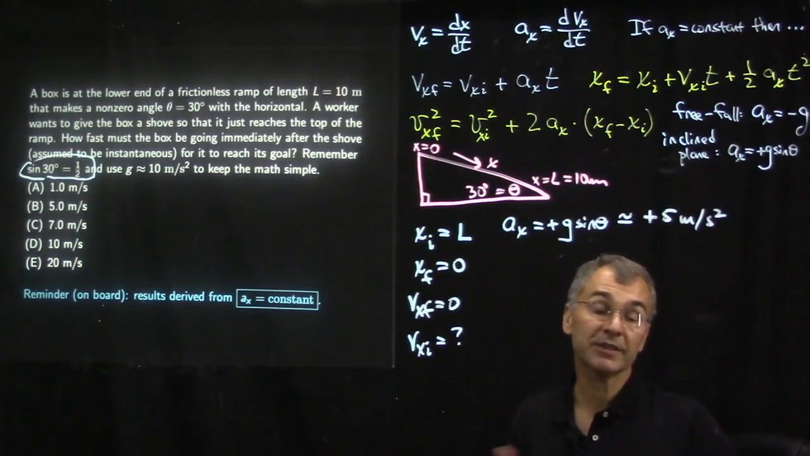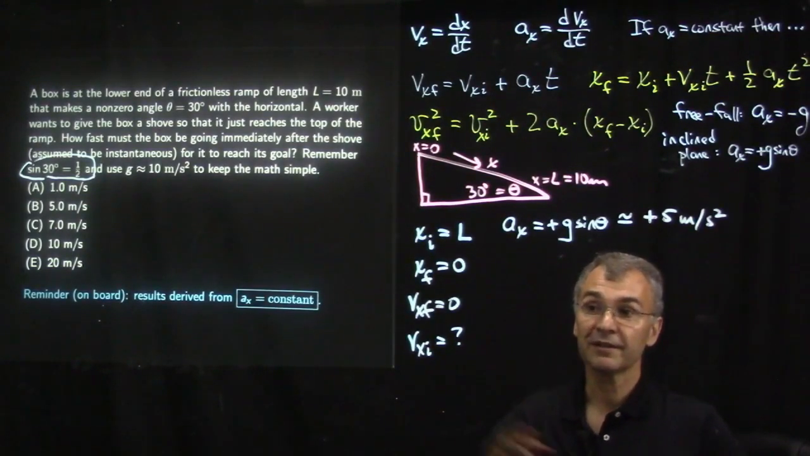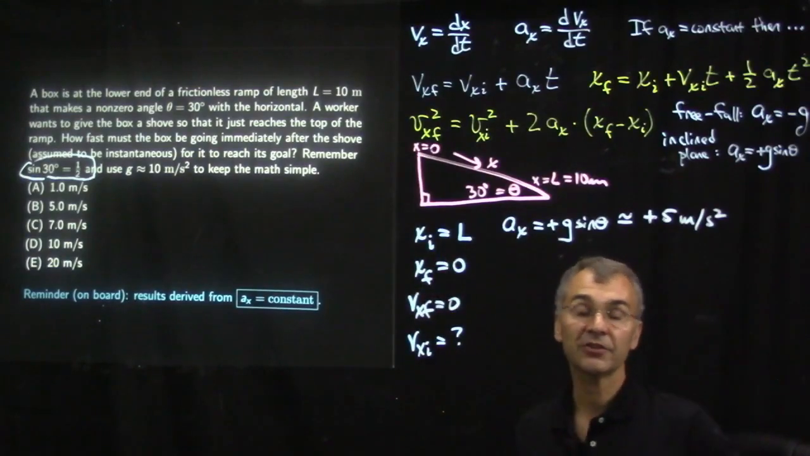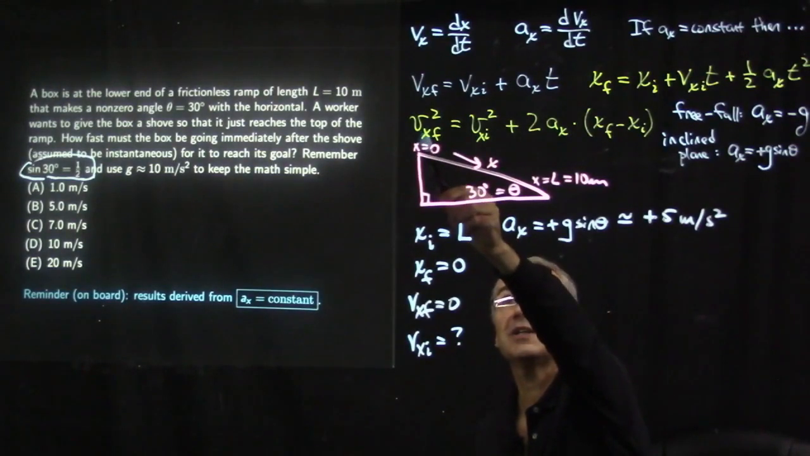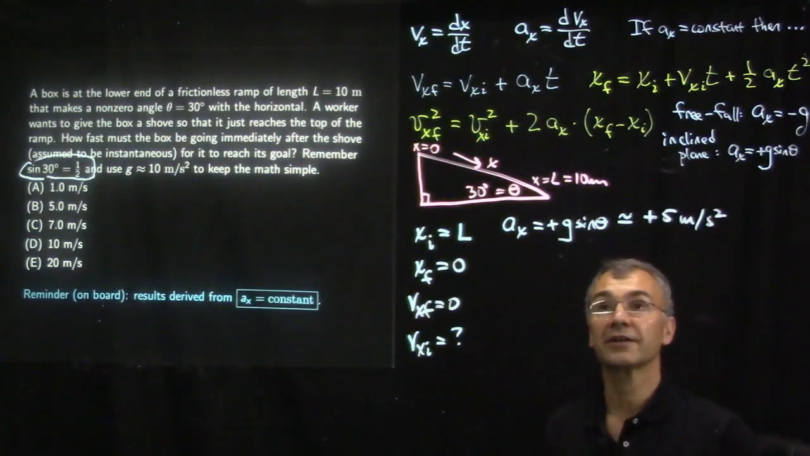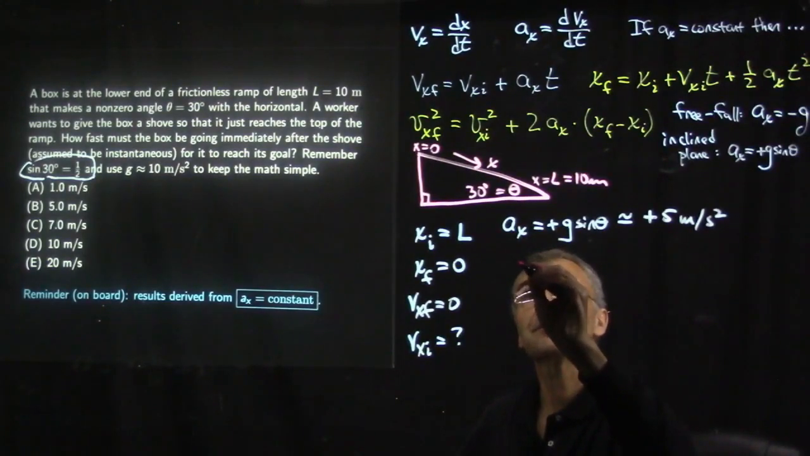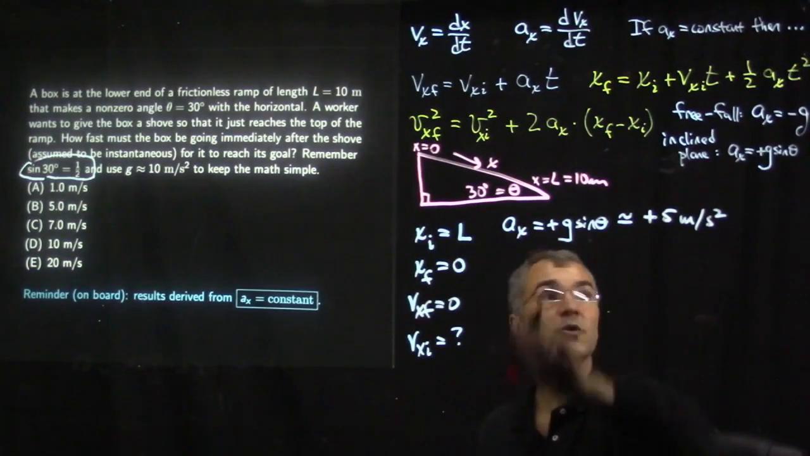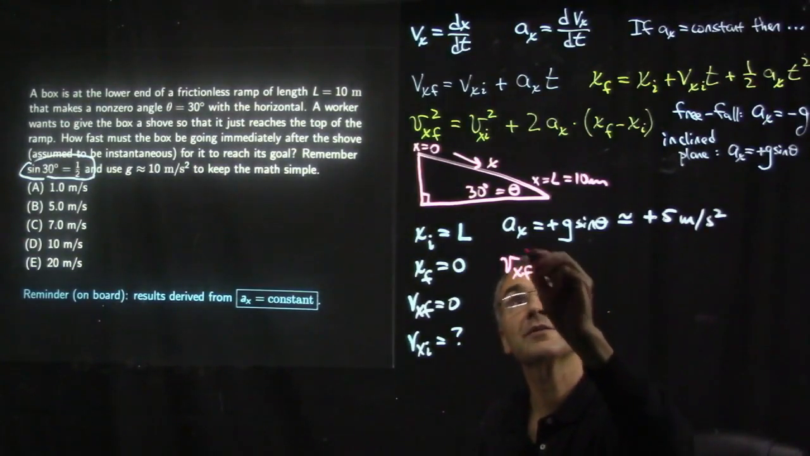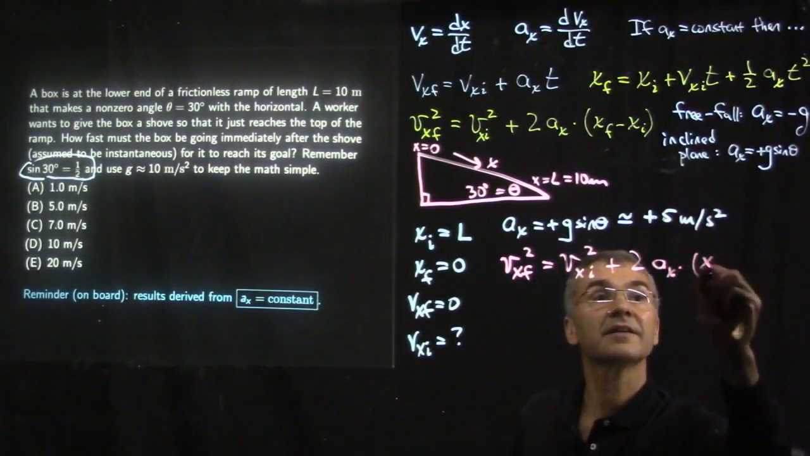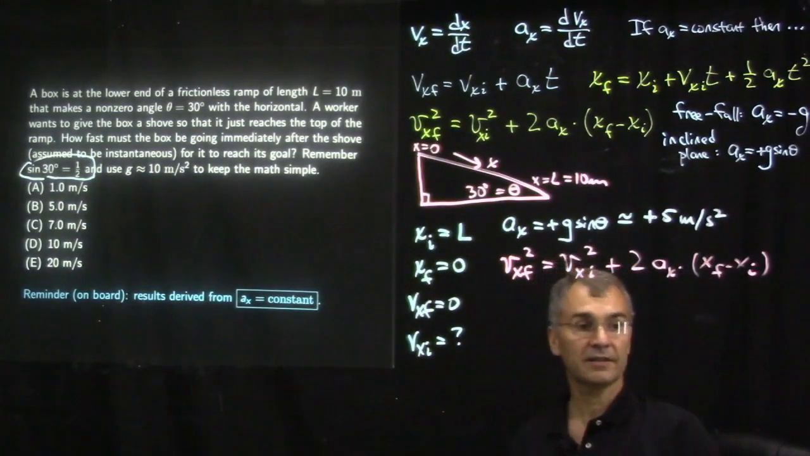Now, we don't care about the time in this problem. So we know the final speed. We want to solve for the initial speed, and we know the initial and final positions. So it seems like this is an excellent occasion to use the V final squared is V initial squared plus 2a delta x equation. So let's do that. Vx final squared, so that's 0. Here, let me just copy down the equation so we know what we're plugging into. Vx final squared equals Vx initial squared plus 2ax times x final minus x initial. Okay, now let's substitute.